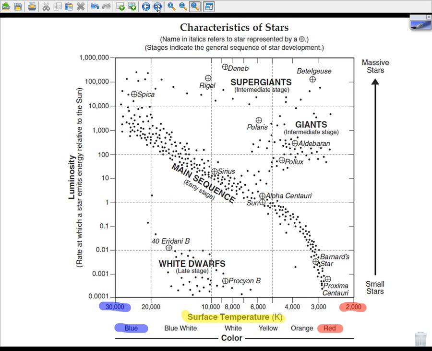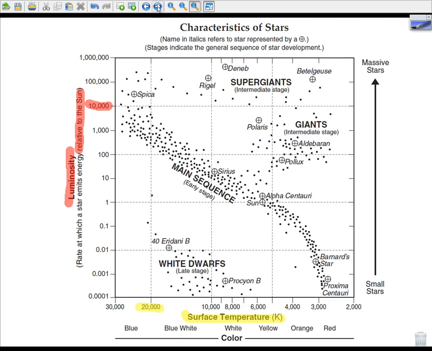Now you compare surface temperature to luminosity, and the units of luminosity are comparing it to the sun. So the sun is the method of comparison for all the other stars on the characteristics of stars chart on page 15 in the Earth Science Reference Table.